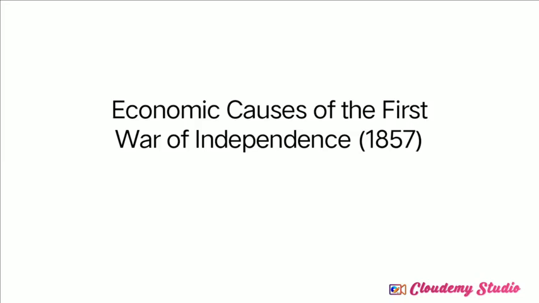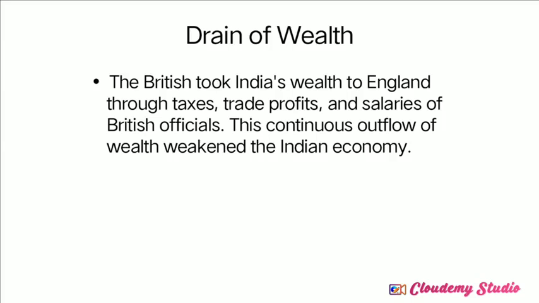So we can go to the first of the economic causes: drain of wealth. Drain of wealth is one of the most important economic causes for the revolt of 1857, correct? So what is this drain of wealth concept? The drain of wealth theory was given by Dadabhai Naoroji. For your MCQs, this is very important, so remember the name of Dadabhai Naoroji.